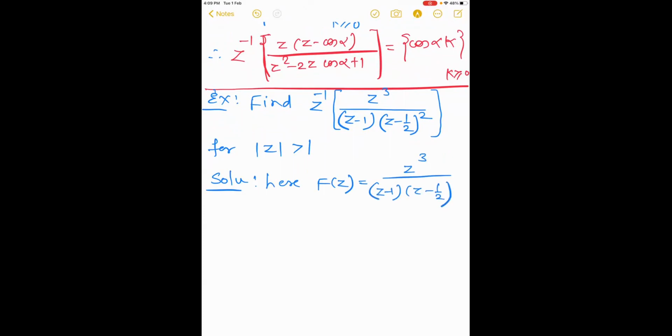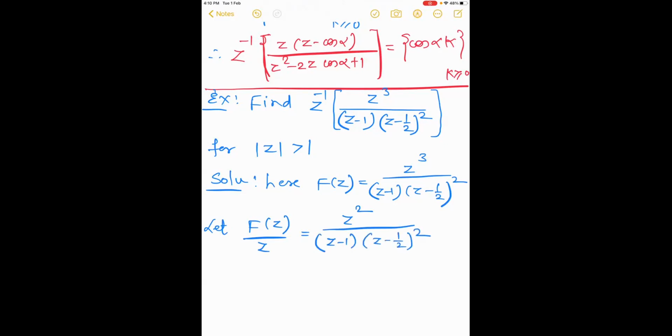Denominator's degree is also 3, 2 plus 1. There is a quadratic factor and a linear factor. First step: F(z) upon z. So one z term, you bring it into the denominator, and make this term as z square upon (z minus 1) into (z minus half) square.